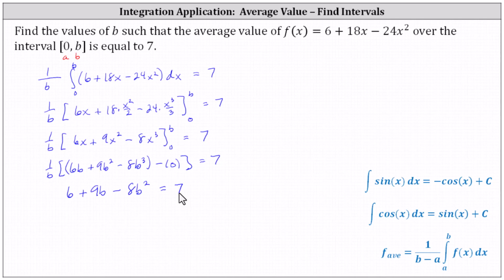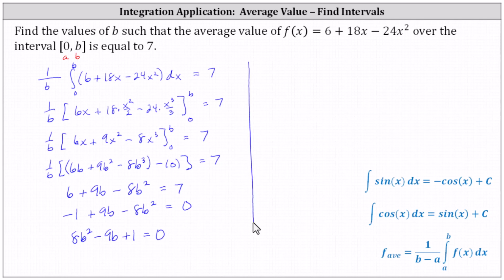Notice now we have a quadratic equation. Let's set it equal to 0 and see if we can factor. Subtracting 7 on both sides, because 6 minus 7 is negative 1, we have negative 1 plus 9b minus 8b squared equals 0. Notice the degree 2 term is negative. Let's multiply both sides of the equation by negative 1 and write the terms in descending order. Multiplying the left side by negative 1, we have positive 8b squared minus 9b plus 1 equals negative 1 times 0, which is still 0.